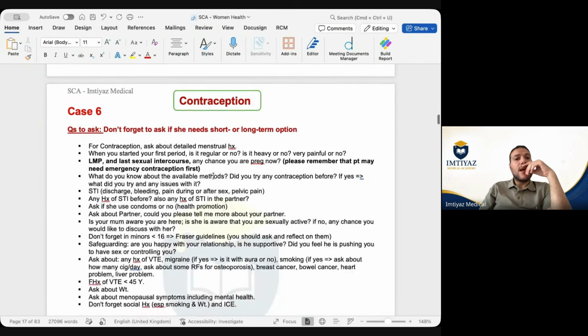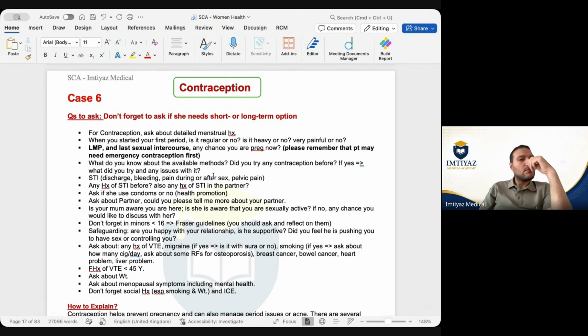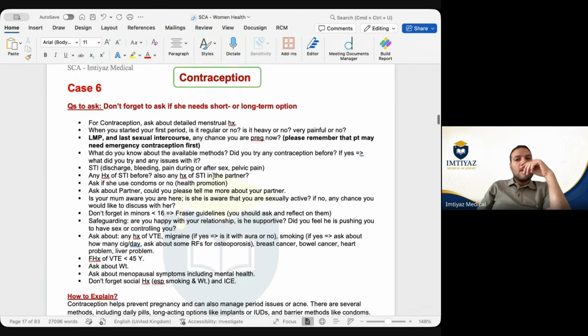Contraception cases. Again, I like these cases because they are full of options. Very important. I have even written it for you here with a bigger size and different color. Your key for the method of contraception is, does your patient need or want or prefer a short-term or long-term option? Short-term or long-term option.